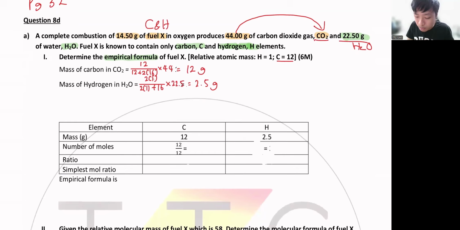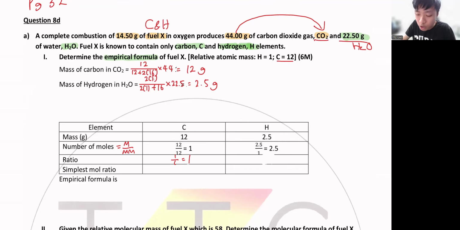Then moles: mass over molar mass. 12 over 12 is 1. Then 2.5 divided by 1 is 2.5. So you get 1 and 2.5. I mean 1 divided by 1 for the first one, you get 1. This one is correct.